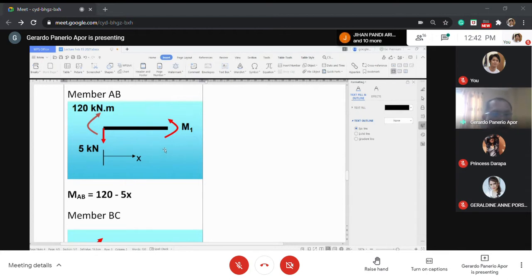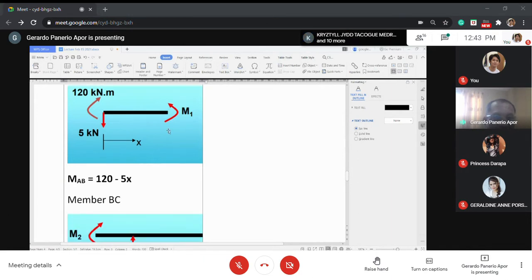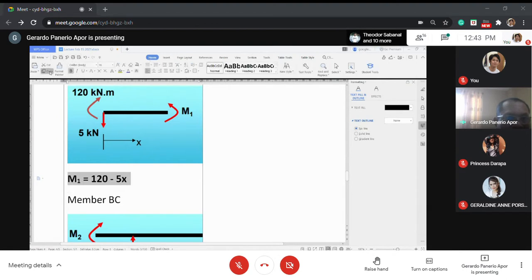Now I sum up moment here, so I can determine M1. I just go back to M1 to be consistent with the figure. Okay, M1. I have 120 going clockwise, so you have M1. Supposedly it's like this. Copy here.